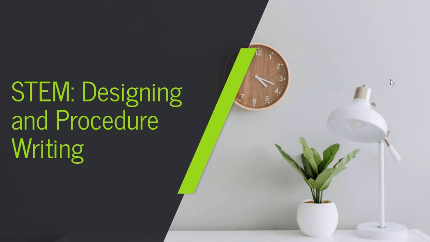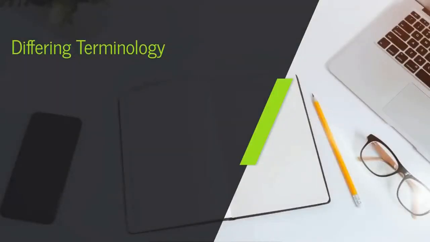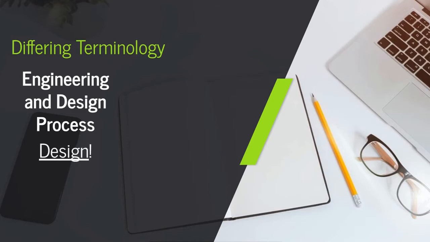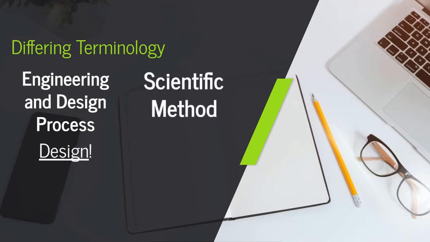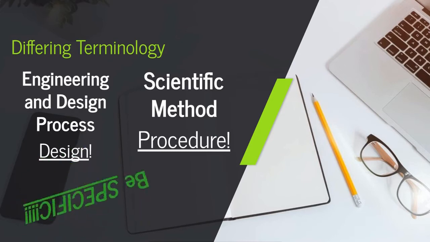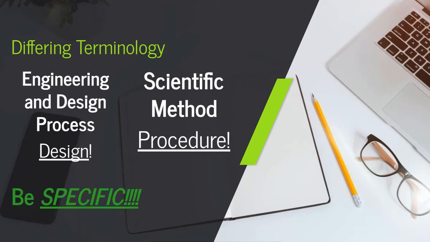Within the engineering design process and the scientific method, it's super important that we take a look at designing and procedure writing. Now, we have some differing terminology here. So to start off with, in the engineering design process, we're going to refer to the design/procedure process as designing. Then, in the scientific method, we're going to refer to it as procedure writing. Now, with both of these, it's super important that you are specific with what you are recording and documenting.